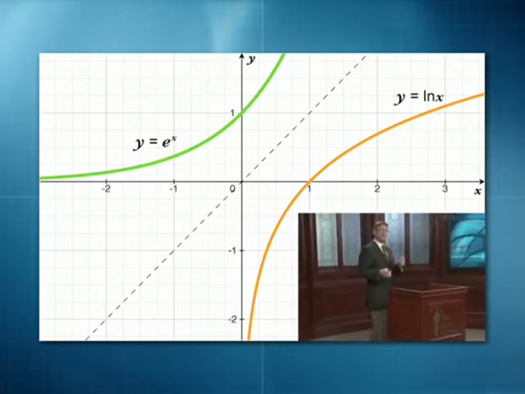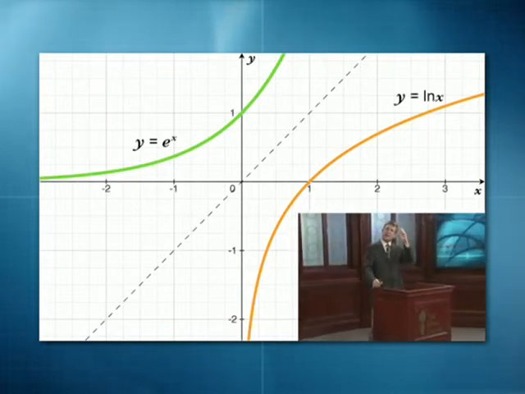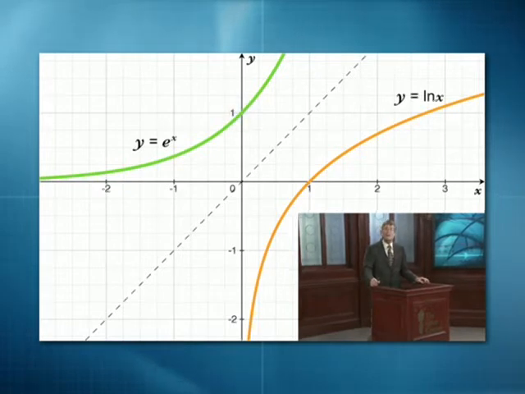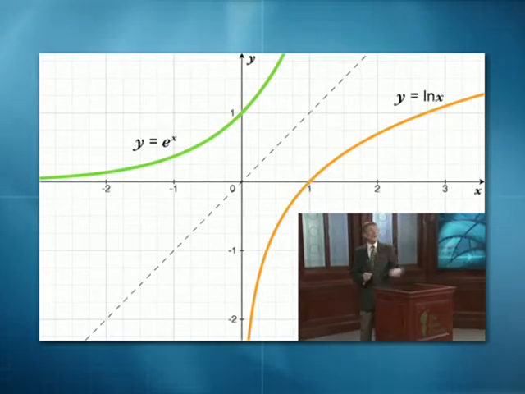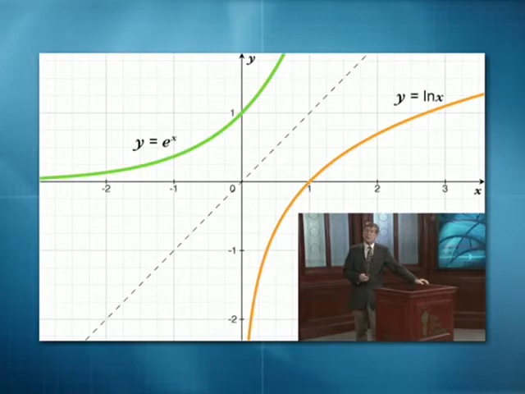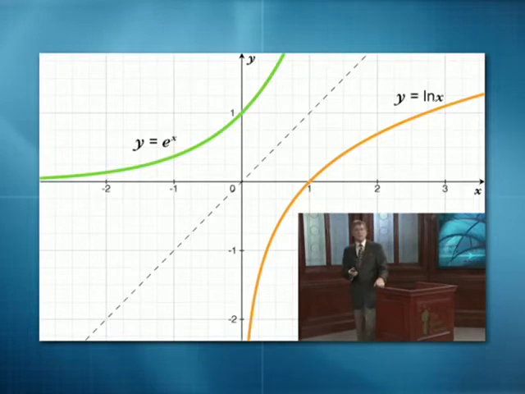What's the intercept of y equals e to the x? Well, it intercepts at the point 0, 1. Well, if 0, 1 is on the graph of e to the x, that means 1, 0 is on the graph of y equals the natural log of x. You see that symmetry again across the line y equals x.